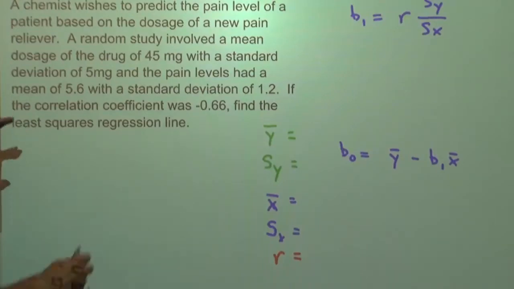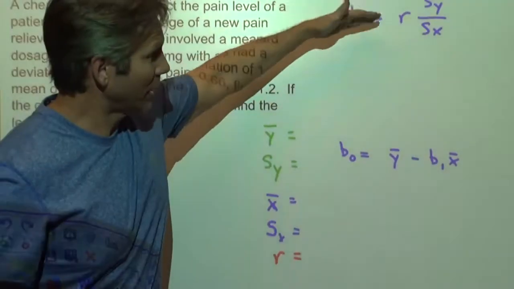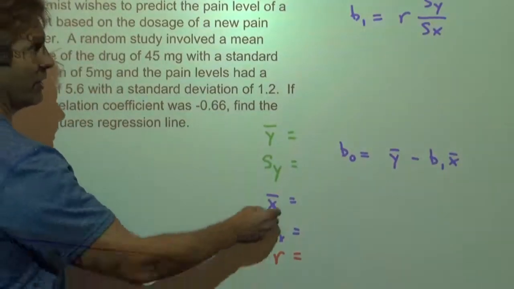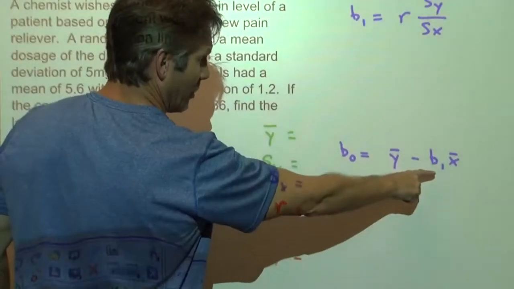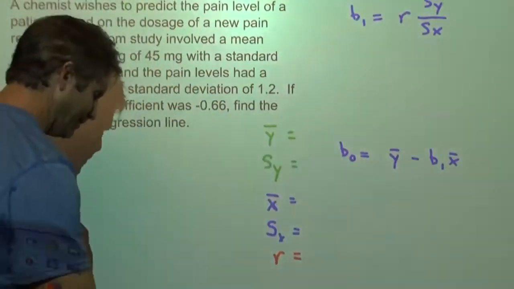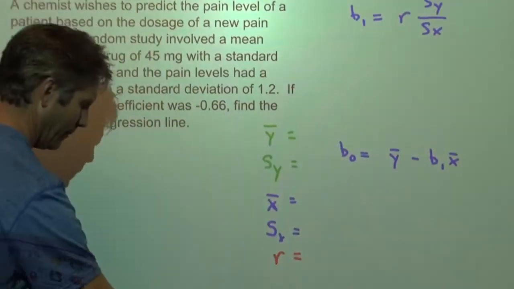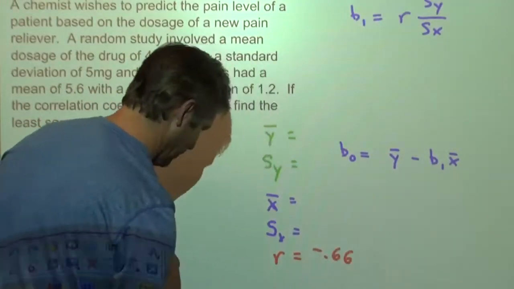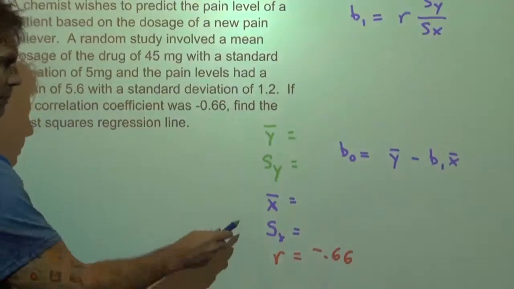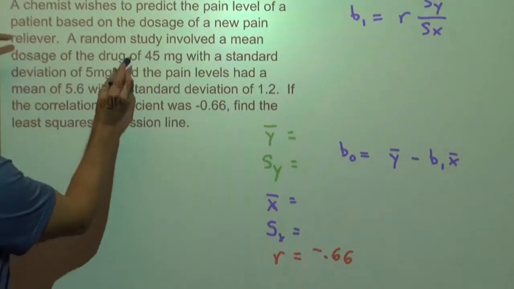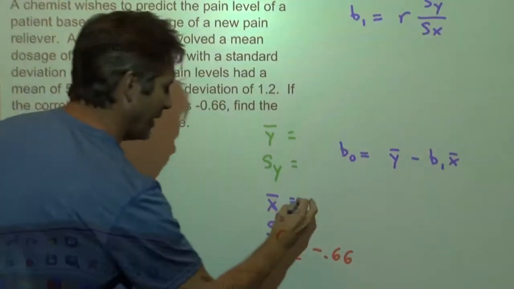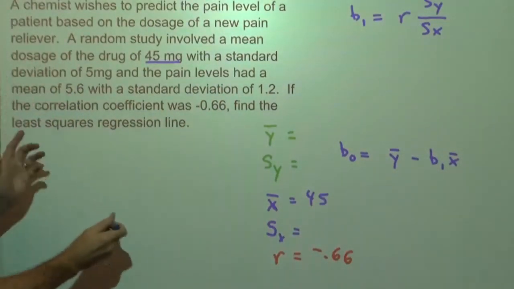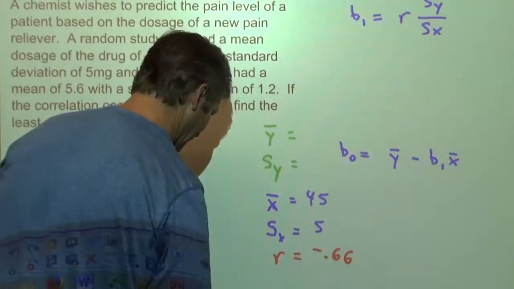So let's do this. Let's shrink that down. Let's look at our two formulas. And hopefully you understand the first thing you're going to have to find is the slope, because it shows up in this formula. So that's where we start. So let's write down what we know. We know that the r value is negative 0.66. We know that the mean of the x's was up here. That was the dosage of the drug. That's the mean of the x's. That's 45 milligrams. And the standard deviation for the drug dosage was 5, so that's the standard deviation of x.